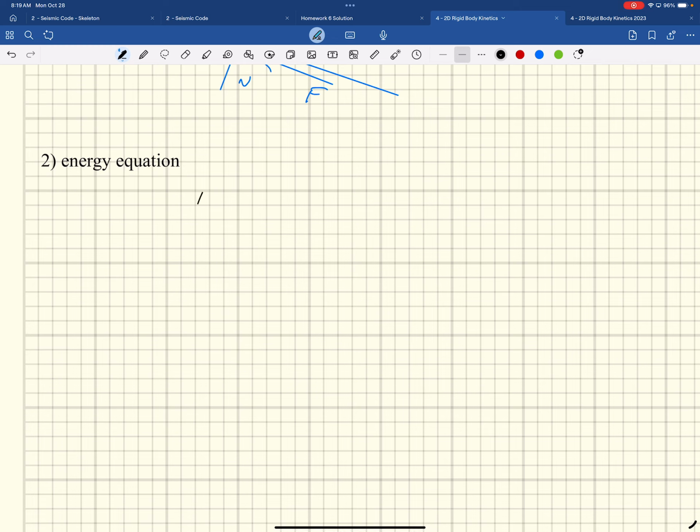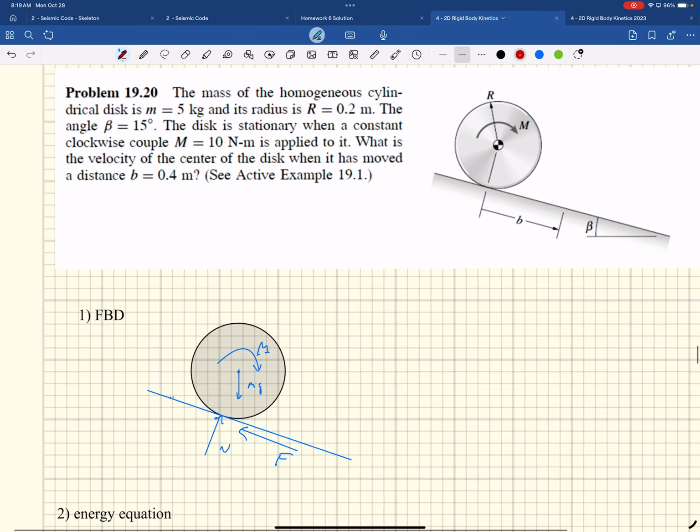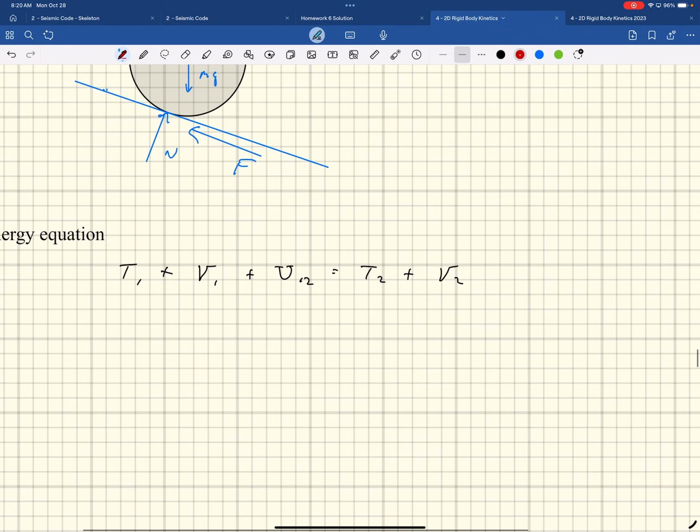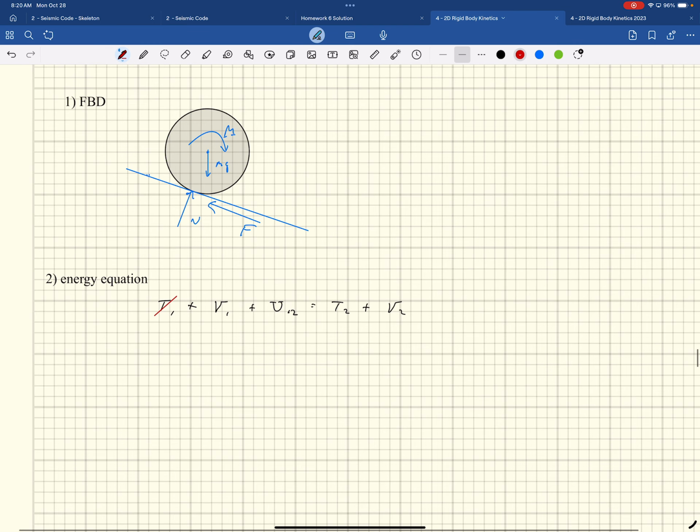All right, step 2, write down the energy equation. Say it every time: T1 plus V1 plus work being done from 1 to 2 is equal to T2 plus V2. Okay, go through and cross some stuff out. This thing is starting from rest, stationary, so no kinetic energy at the beginning. Potential energy at the beginning depends on where we set our datums. I always like to do my datum down at the bottom, so it has potential energy at the beginning because it has a certain height to it. Work being done from state 1 to state 2.